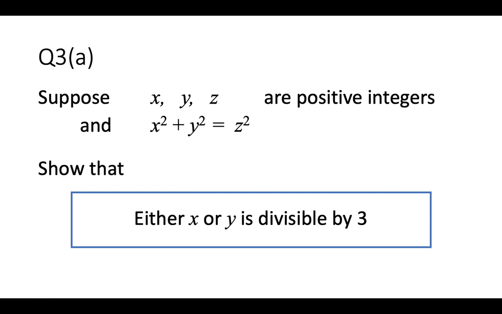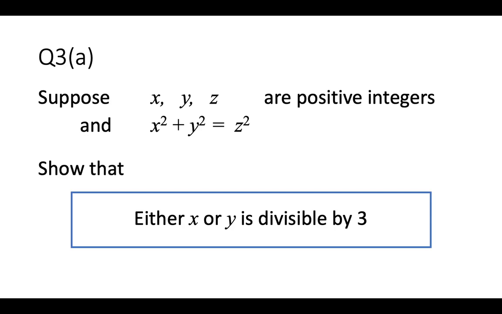Okay, now for question number 3, we have 3 positive integers x, y, and z, and it is known that x squared plus y squared is equal to z squared. We want to show that either x or y, or both, we can include the case of both, is divisible by 3. So at least one of them is divisible by 3. So how do we show this?